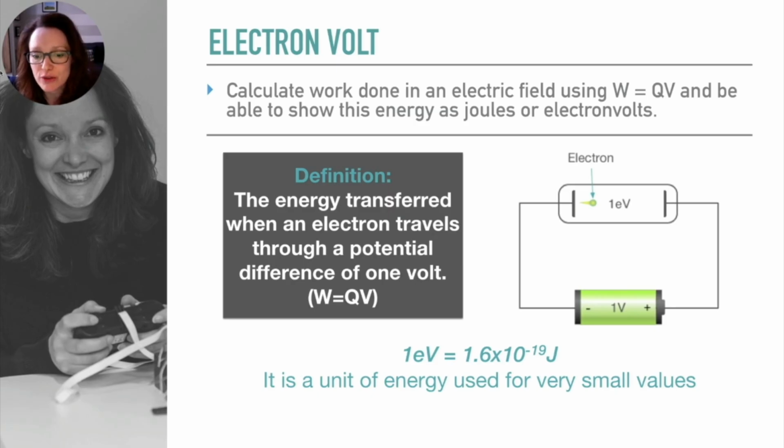W equals QV. And instead of writing electron volt the whole time, because we're lazy and we're physicists, we write small e, big V. Small e for the charge of the electron and big V for voltage. So 1 electron volt is equal to the charge of an electron, which is 1.6 times 10 to the minus 19, times 1 volt. So our conversion factor is 1 eV equals 1.6 times 10 to the minus 19 joules.